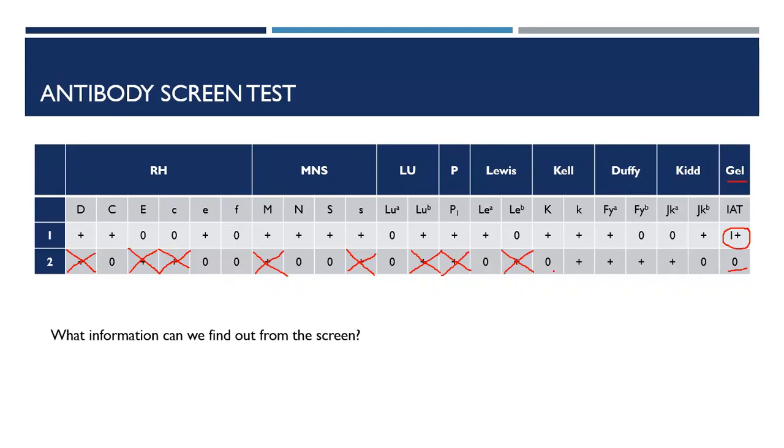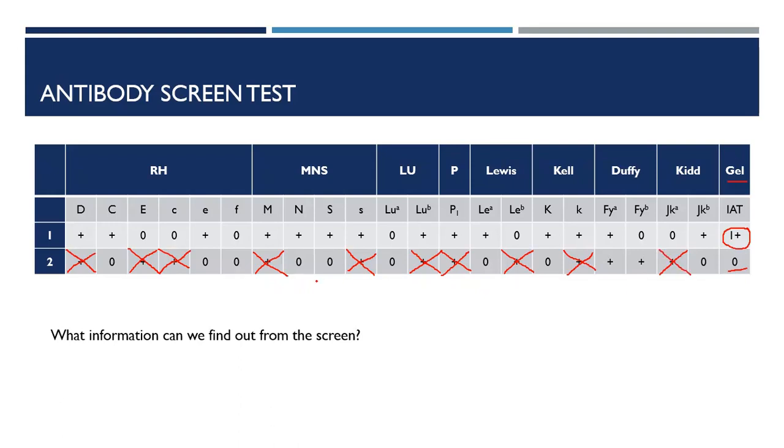Big K, little k, those are partners. Little k is the only one that's present, so I can rule it out. We move to Duffy. This is a heterozygous cell, so I cannot rule out either Duffy. And JKA and JKB in the Kidd system, that's an antithetical relationship there. JKA is the only one that's present, so I can rule it out.